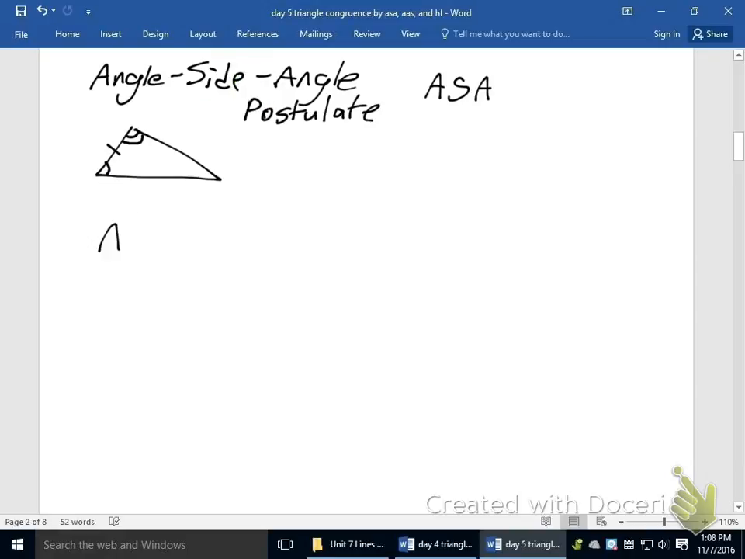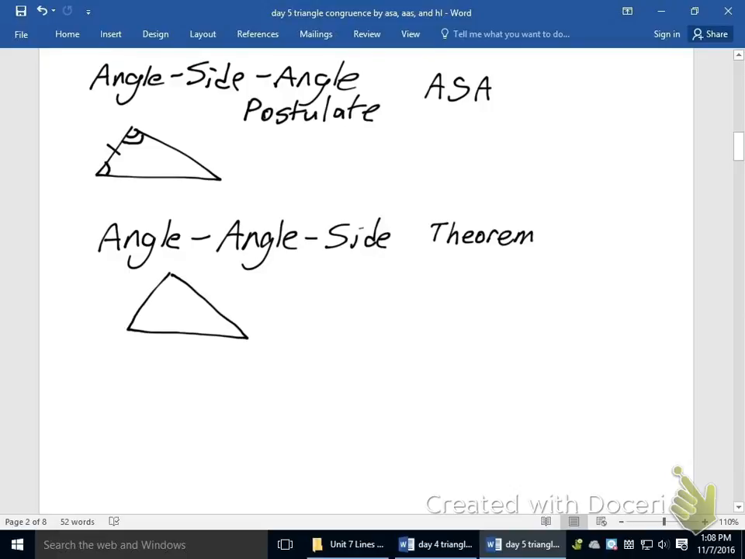You also have angle, angle, side theorem. Oh, this is a theorem. This is where it changes. This one is something that can be proven by way of third angles theorem. And we're not going to get into the proof on this lesson, but because it is a theorem, it can be proven. And what that looks like is you have two angles that are congruent on two pairs of triangles, and the side does not need to be between the two angles on this particular one. So this is angle, angle, side theorem. Again, you can abbreviate that AAS.